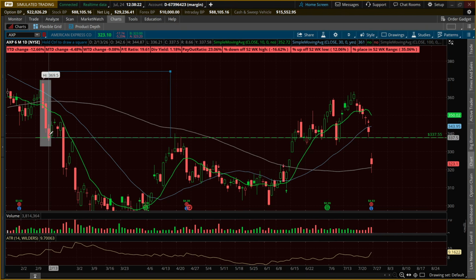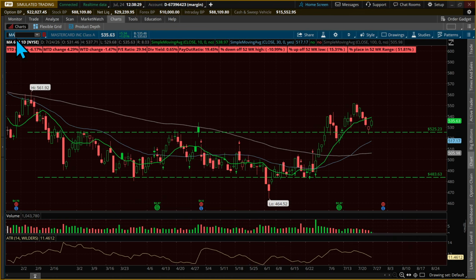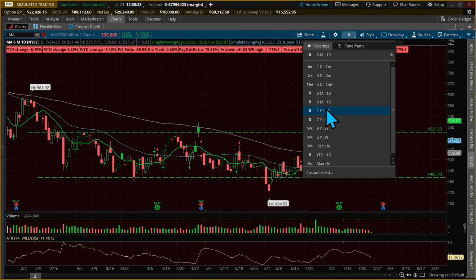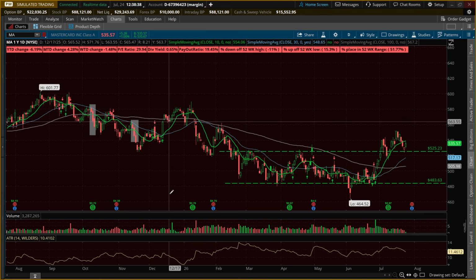If you wanted to look for other examples, you could come and look at MasterCard, and there are other examples out there. With this one, we're going to have to go back a little further, but we're seeing a lot of downward momentum.